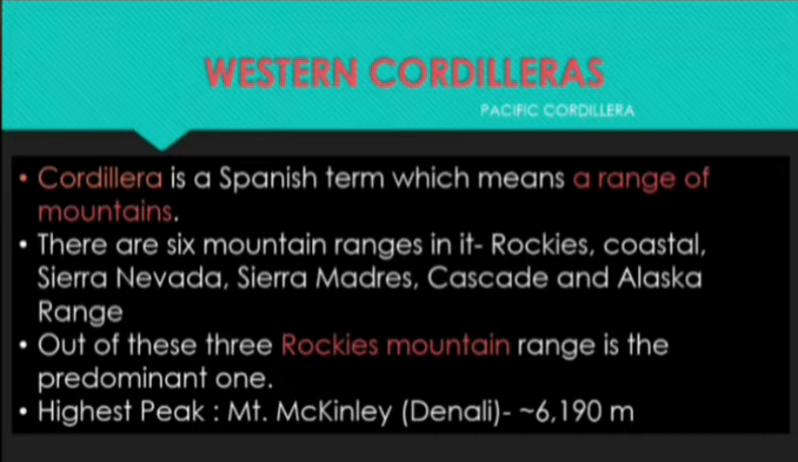Various cordilleras are present on the western side of the North American continent, which are Coastal Range, Sierra Nevada Range, Sierra Madre Range, Cascade Range, Alaska Range, and Rockies. These are the 6 major cordilleras present on the western side of the North American continent. Out of these, Rockies Mountain is the prominent mountain range. You would have also heard its name.